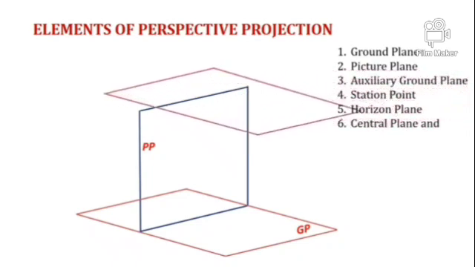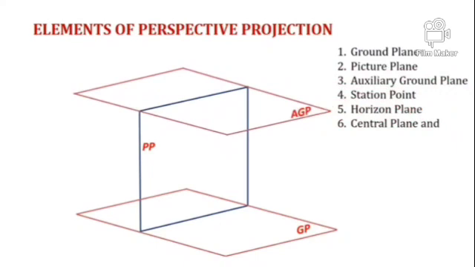Next one is auxiliary ground plane. It is denoted with the letters AGP. It is a horizontal plane parallel to the ground plane. Sometimes it may be given that the object is placed on AGP, which is at a height from GP.